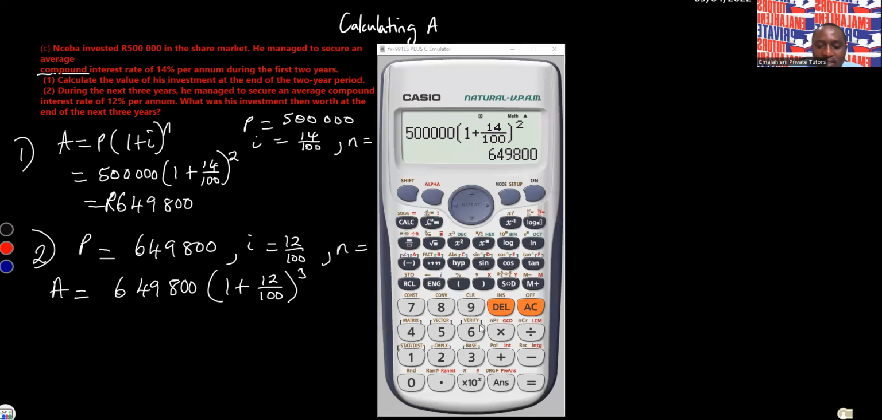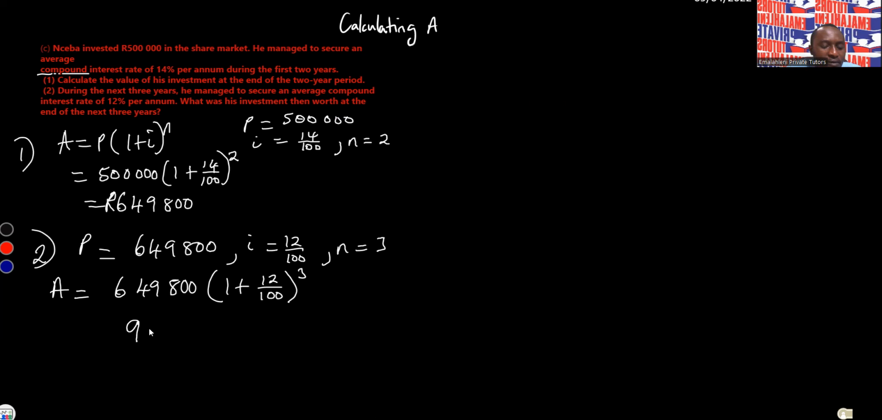Then we punch that in the calculator. We put 649,800 times the bracket 1 plus 12 over 100, to the power of 3. So here we have a power of 3. Then let's see what we get. We are getting 912,922. So here we are going to round it off to the nearest whole number.